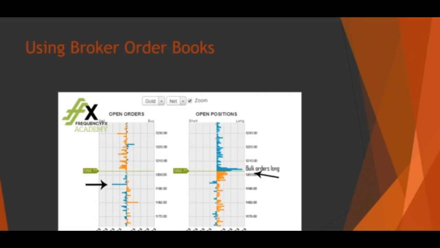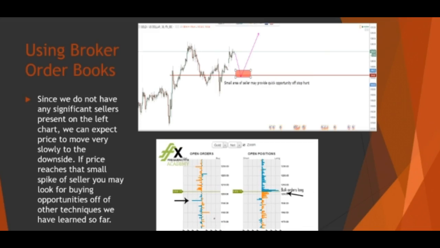So if we have a bulk set of orders long here, and we also have pending orders short here, we have a unique situation occurring. And so I'm going to go to the next slide here. Same picture right here. Since we do not have any significant sellers present on the left chart, we can expect price to move very slowly right here to the downside. Price is expected to move pretty slowly here. If price reaches that small spike of sellers, what you may see is a quick spike to the downside.